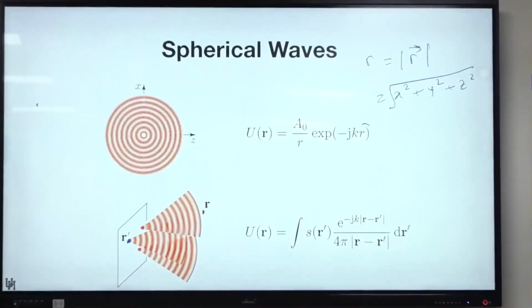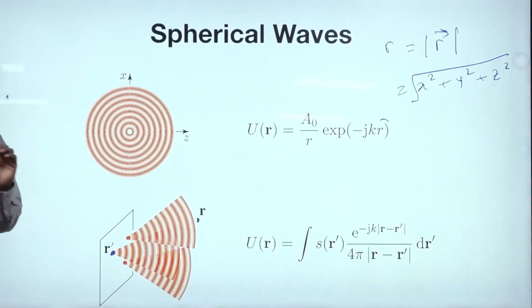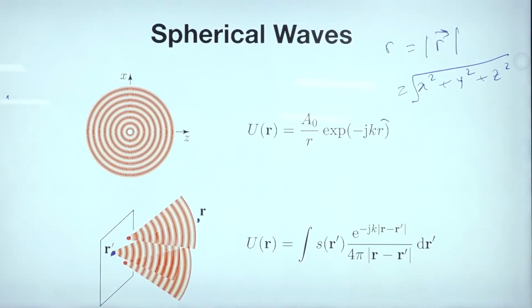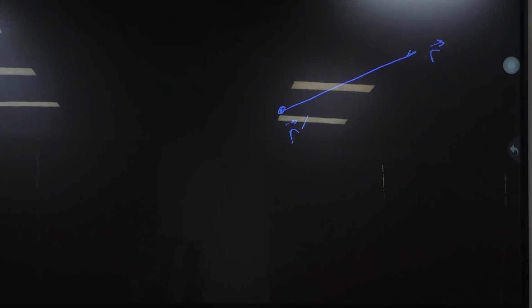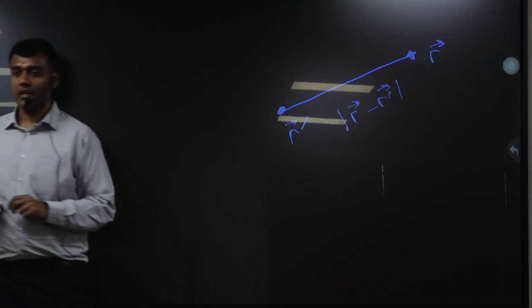So how do you find the field at a distance r, for the contribution of the emitter at position r prime, which is emitting a spherical wave? Let me draw this. You have a point r prime, which is a vector, and then there is a point r here, which is another vector. Draw a line from here to here. What's the distance here? It's the magnitude of r minus r prime. That's the distance that the wave has traveled.